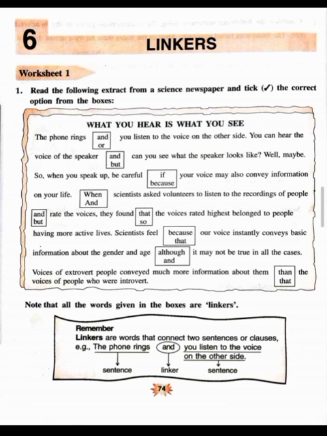Linkers are the words that connect two sentences or clauses together. For example, the phone rings and you listen to the voice on the other side. In this sentence, the phone rings is our first sentence. You listen to the voice on the other side is our second sentence. And these two sentences are connected or joined by and. So here our linker is and.